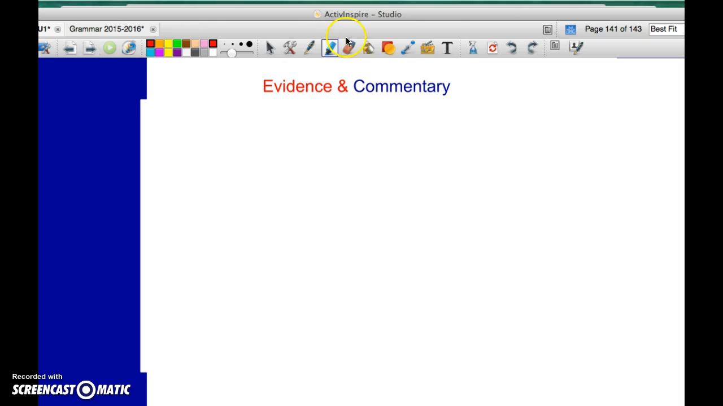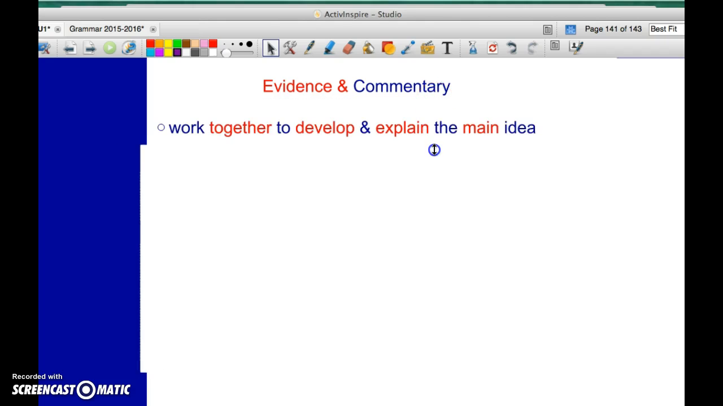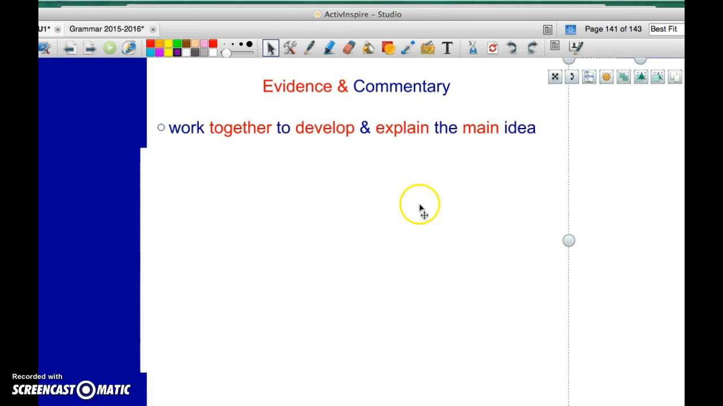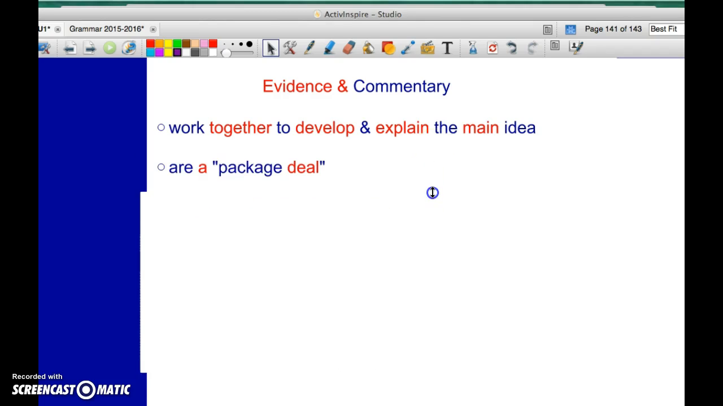So really quick, to review about evidence and commentary, there's a couple things we can take away. One, evidence and commentary work together to develop the main idea. They are like, again, peanut butter and jelly, they're best friends. Two, just like I said again, they're a package deal, so we can't have one without really the other, and that evidence will be incomplete without a little bit of explanation to develop it.